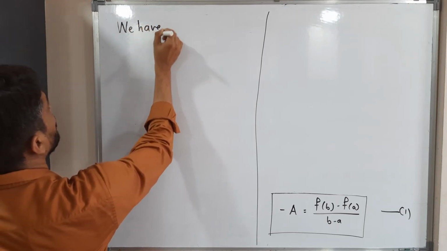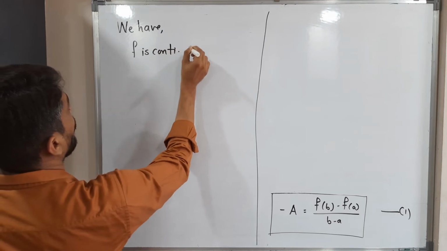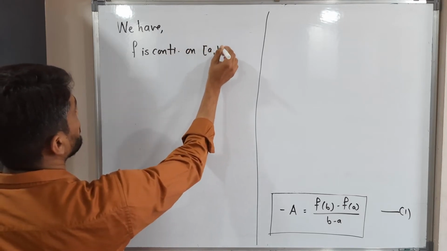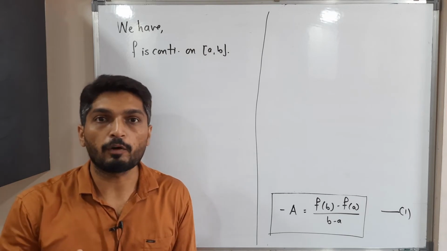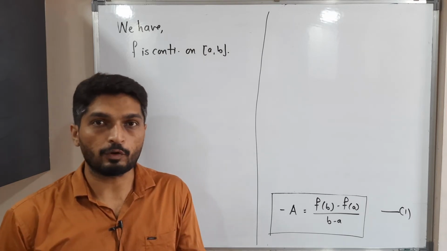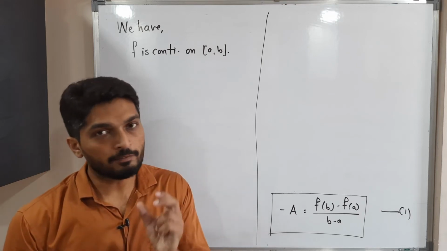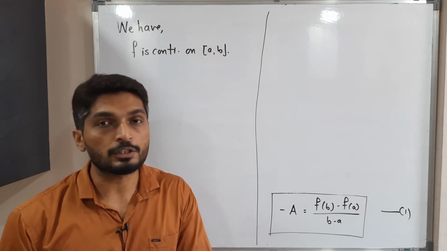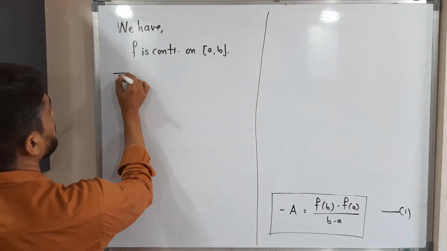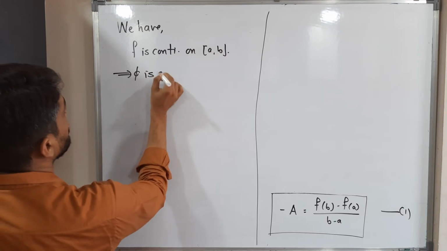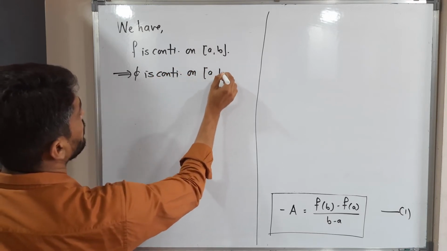f is continuous on closed interval AB. This is the given information. So as you know, phi is also defined with the help of f. Phi of x is equal to f of x plus ax. That means f of x plus a polynomial function. If it's continuous, you know a polynomial function is always continuous. So that's why phi is also continuous. I can write phi is continuous on closed interval AB.